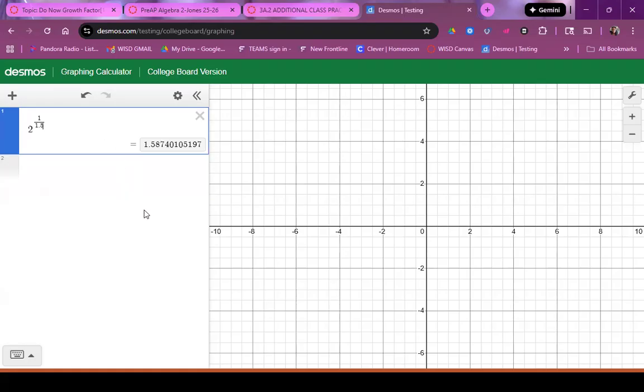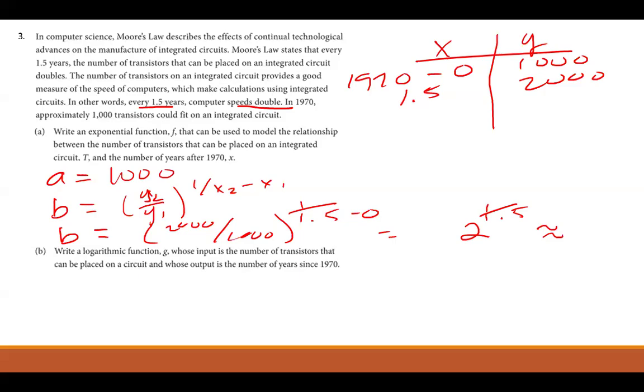Do I have all the parts to write an exponential model? Yes. So we have 1.587. So our exponential model would be Y equals 1,000 times 1.587 to the X.